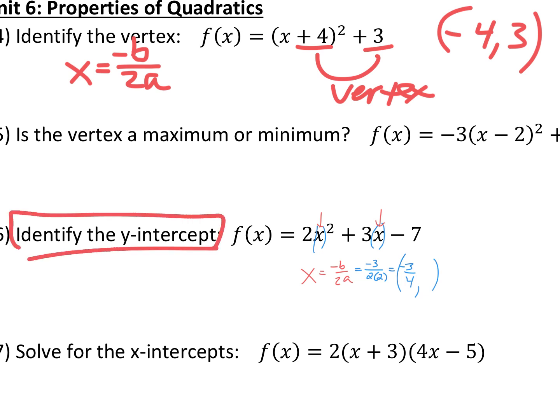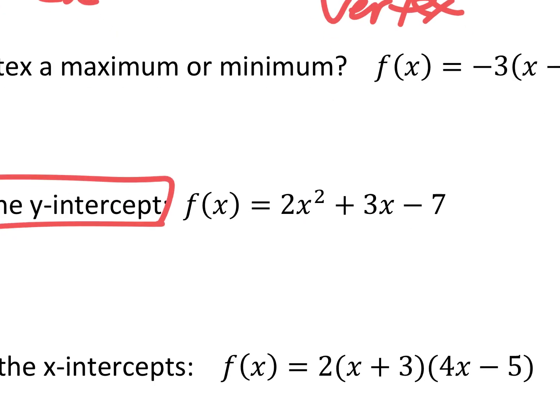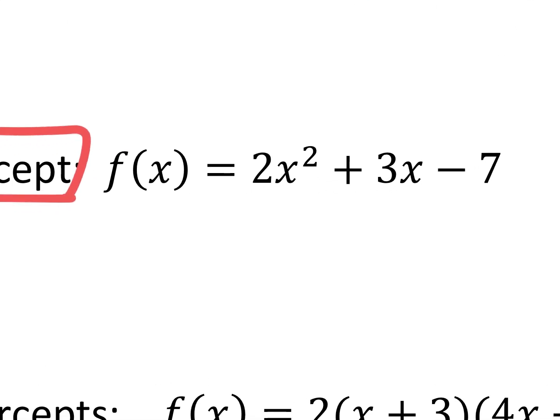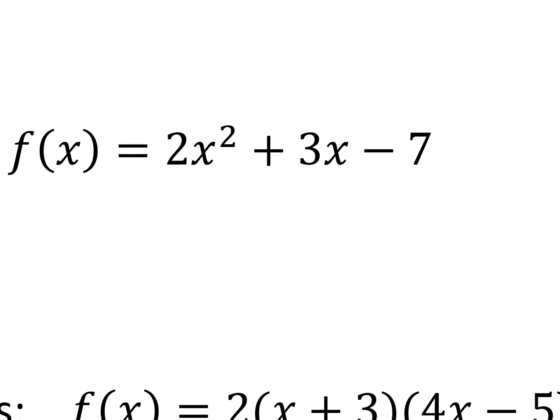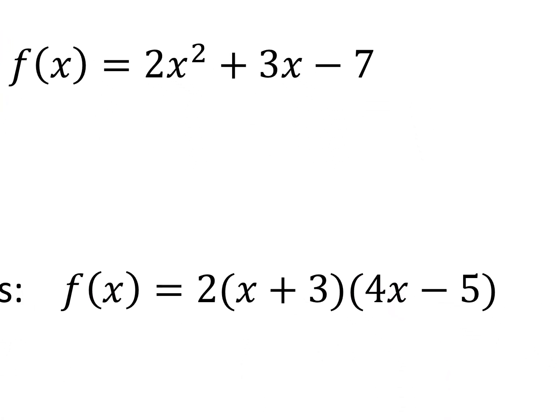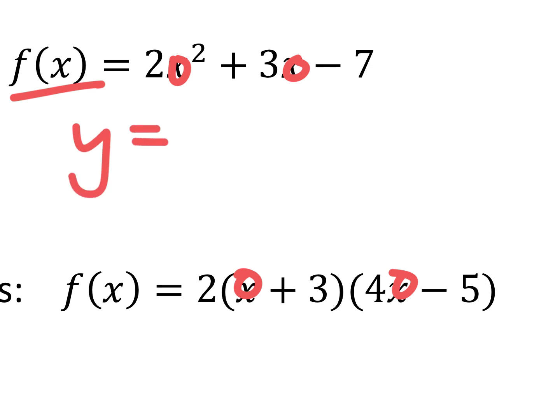The y-intercept's actually a lot easier. Can you finish this sentence for me? The y-intercept is where x equals 0. Very good. So all you've got to do, no matter what kind of function or problem you have, if you want the y-intercept, you put in x equals 0 wherever you see x. See? And this says y equals negative 7.